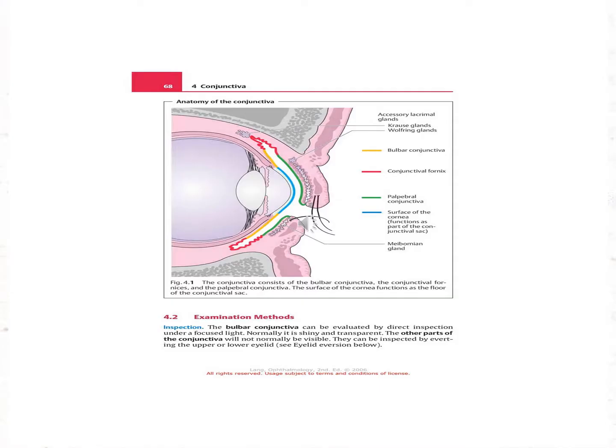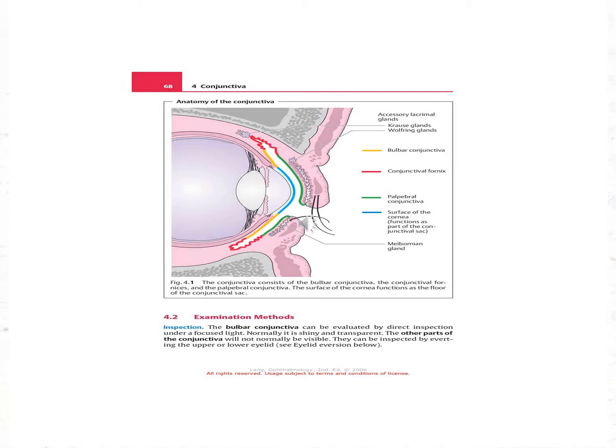Anatomically, the conjunctiva is subdivided into 3 parts. The palpebral part is adherent to the posterior tarsal plate and represented in the photo by the green line. The second part, fornicial. This part is redundant and thrown into folds.